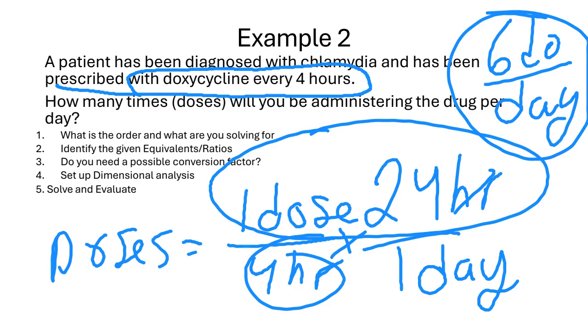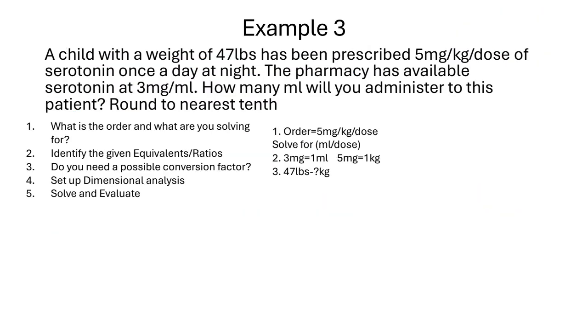So I'm going to run into the final examples. I think I'm okay on the time. So this one, a child with a weight of 47 pounds has been prescribed 5 milligrams per kilo per dose of serotonin once a day at night. This means this child is not sleeping, so he needs serotonin to sleep. The pharmacy has serotonin available at 3 milligrams per ml. So what's the question? How many mLs will you administer to the patient?